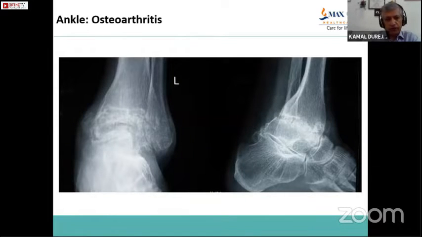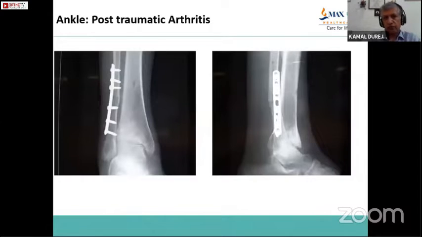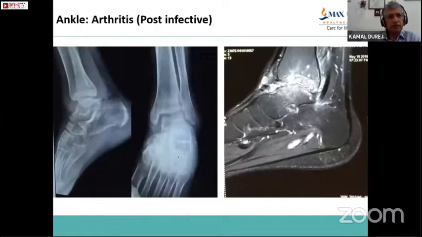Talking about a little bit of non-traumatic condition, the osteoarthritis of the ankle is easily diagnosed on the basis of reduction of joint space, presence of osteophytes, and irregular articular surfaces. Whether it is a post-traumatic degenerative arthritis, there also we'll find the same changes, except in the post-infective, which maintains the articular space for a long time before it goes out.